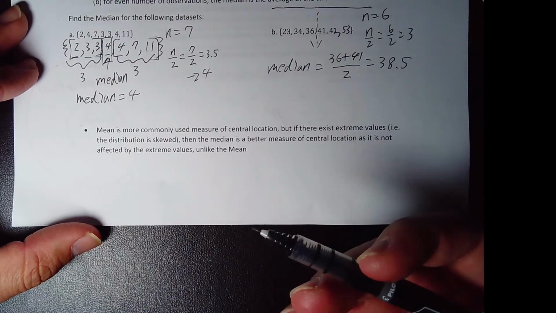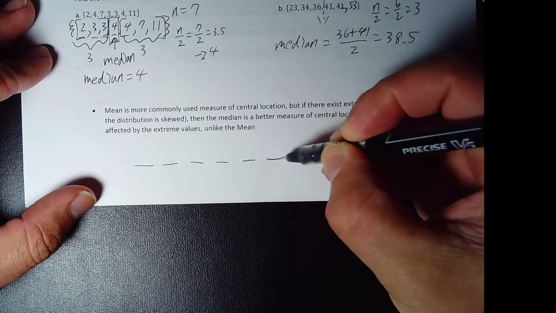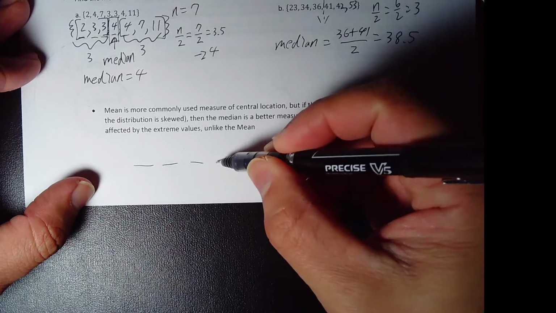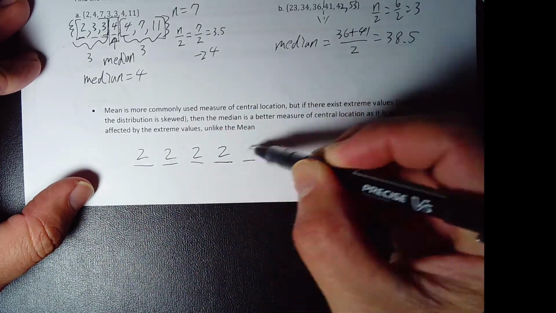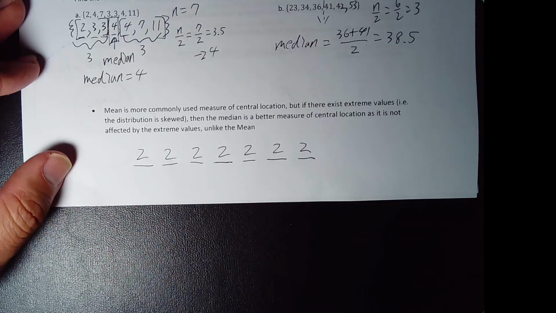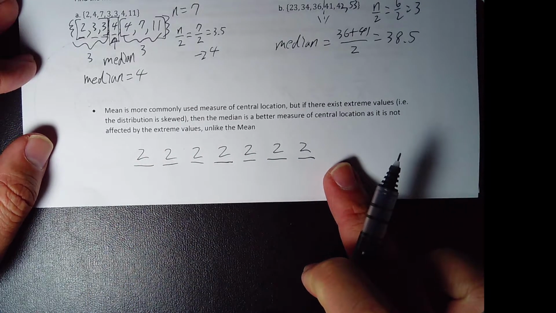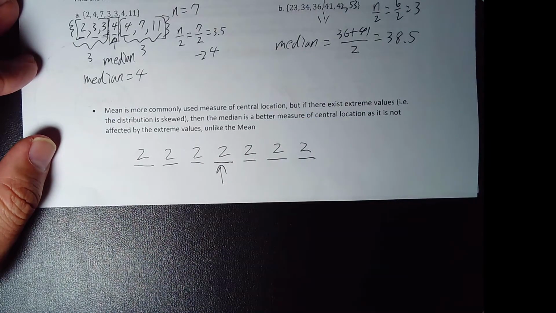I'll give you a simple example. Suppose I have 1, 2, 3, 4, 5, 6, 7. I have 7 positions here. Okay, I have 7 numbers. And let's say I have all these numbers 2, 2, 2, 2, 2, 2, 2. A very extremely simple data set. The mean is going to be 2, meaning the average is 2. The median is also 2.